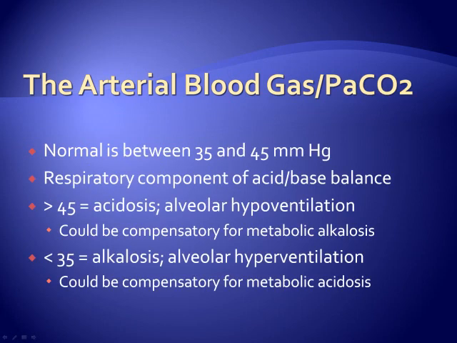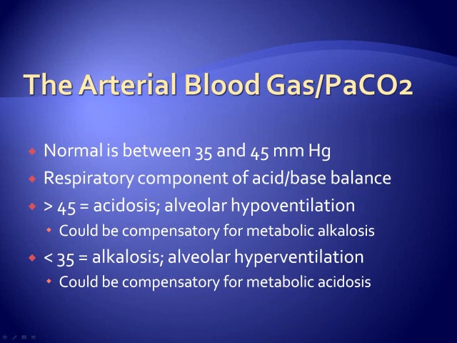Next, let's look at the PaCO2. Now, the CO2, those normal values, between 35 and 45, you might be able to remember this easily by remembering it's the last two numbers of the pH. So pH 7.35, 7.45, CO2 is 35 to 45, okay? So, that might be one way to remember it. This is the respiratory component of the acid-base balance. If we were to have an acidotic CO2 and an acidotic pH, our patient would have a respiratory acidosis, okay? And if the CO2 is greater than 45, that would indicate an acidosis. If the CO2 is less than 35, that indicates an alkalosis.